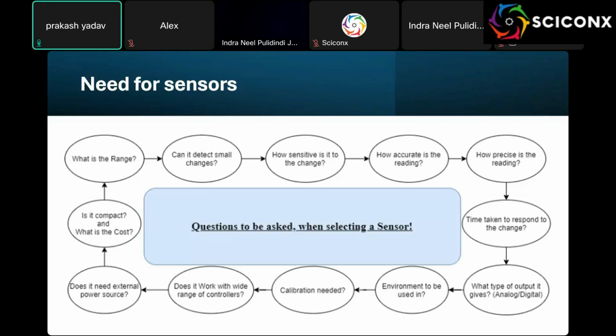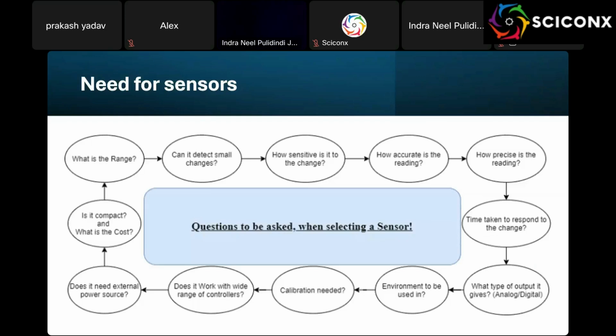And what is the output type? Is the output signal an analog signal or a digital signal? This is another challenge, and you need to know about your sensor. What is the output of your sensor? And environmental factors also matter if we are using the sensor to measure high temperature and low temperature. Does my sensor work at that temperature or not? That is the environment challenge you also need to see. Calibration is required or not required, you also see. And the range, whether a wide range is controllable or not controllable by your sensor, is another challenge you need to see before selecting a sensor.